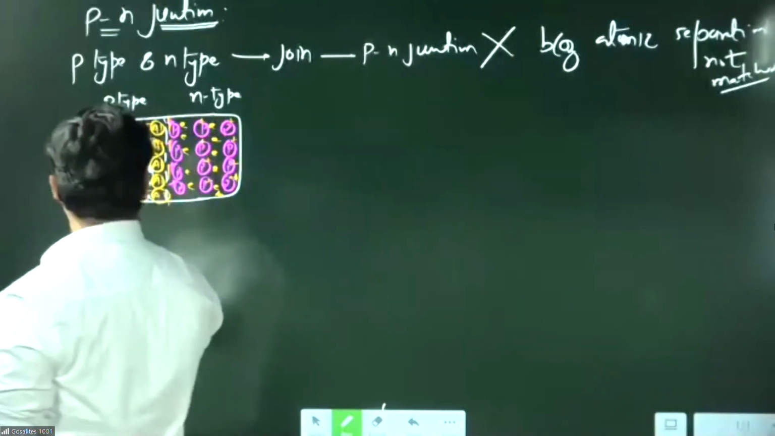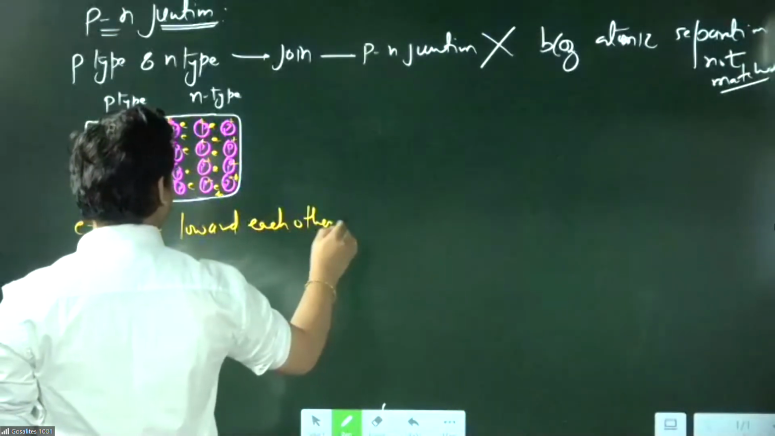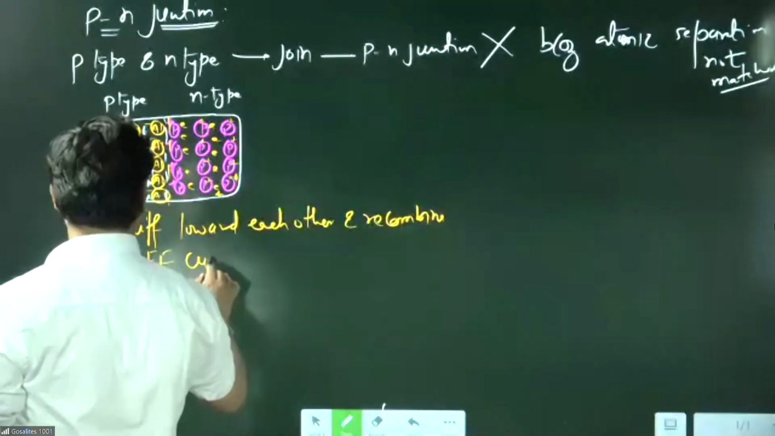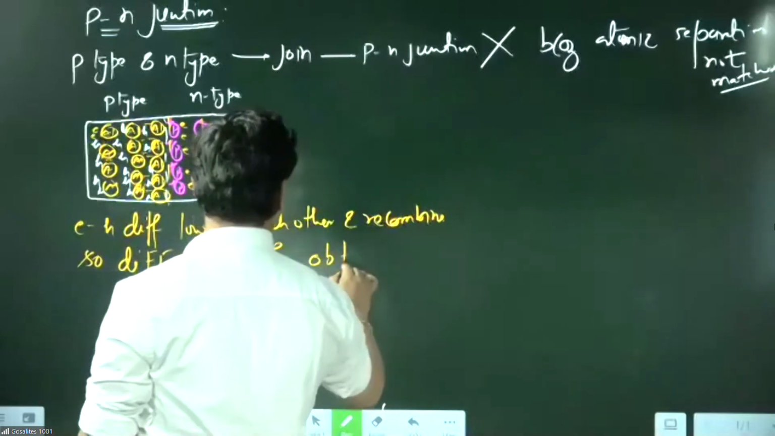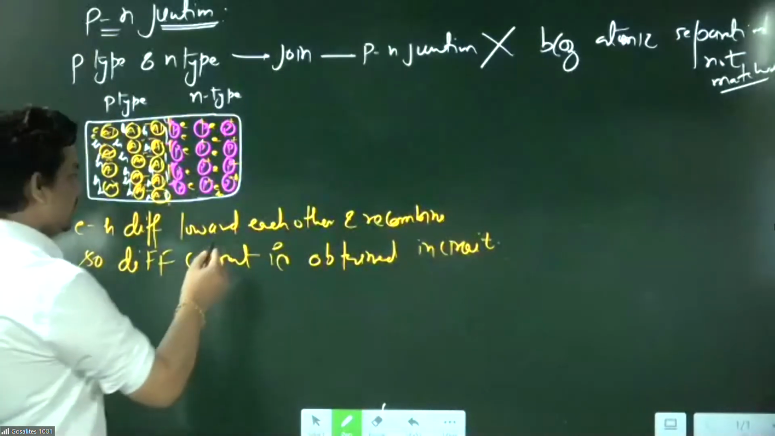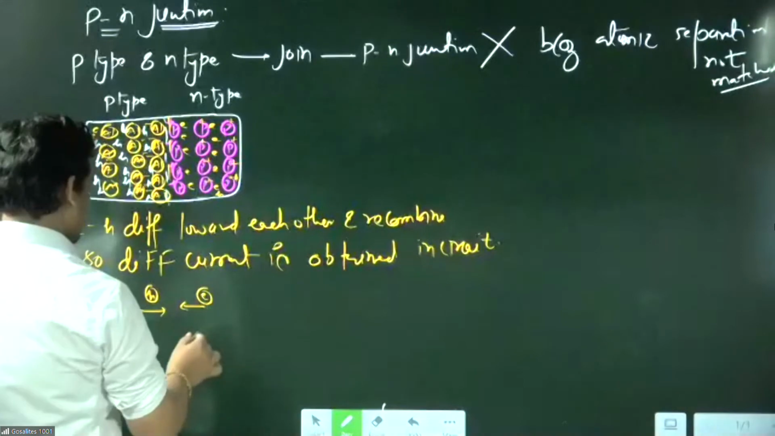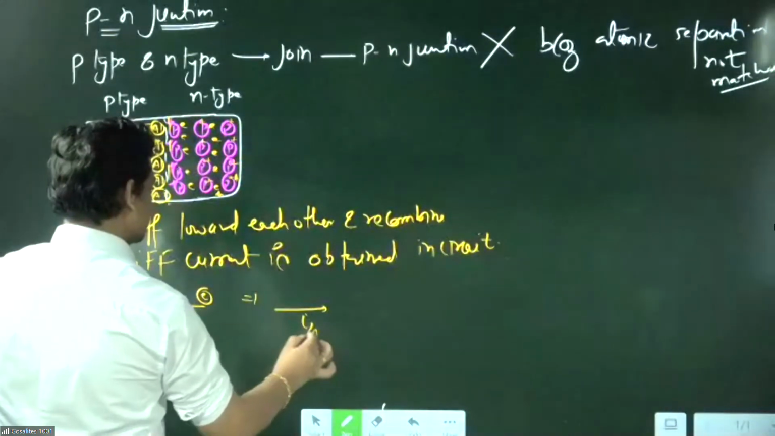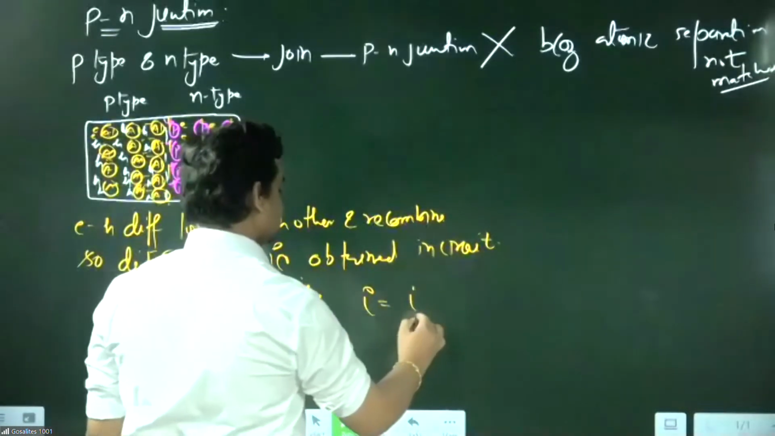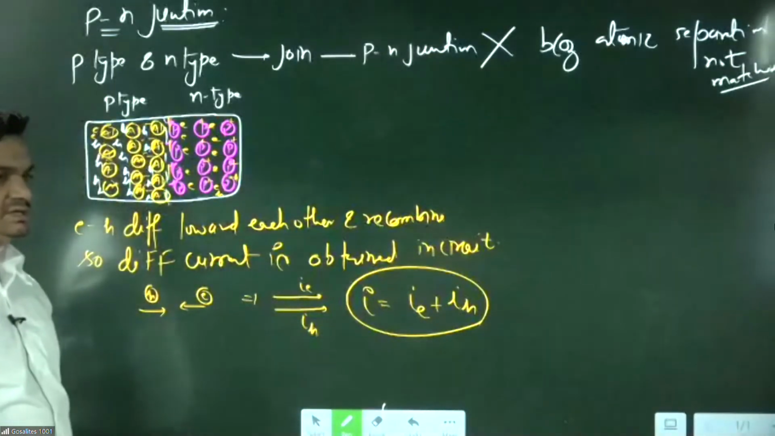They will diffuse. Electrons and holes diffuse towards each other and recombine. So diffusion current is obtained in the circuit: electrons go to one side, holes go to the other side. Because of holes, current will be in this direction, so this is I_H. Because of electrons, current will be opposite, so this is I_E. The total current is I_E plus I_H. Any problem here? This is your diffusion current, I diffusion.